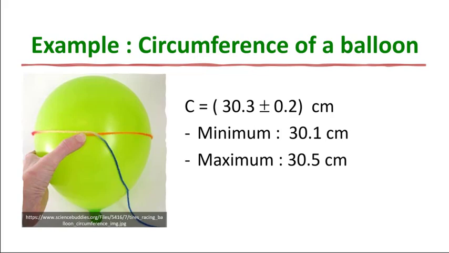Suppose your measurement was 30.3 cm, but because of the different factors, you feel that the variation of the circumference could be between 30.1 centimeters and 30.5 cm. Hence, you report this value as 30.3 plus minus 0.2 centimeters. 30.3 cm is the measured reading and 0.2 cm is the associated uncertainty. When you report like this, you are simply saying you are confident that if you took the readings again, your reading would very highly probably fall between 30.1 cm and 30.5 cm.